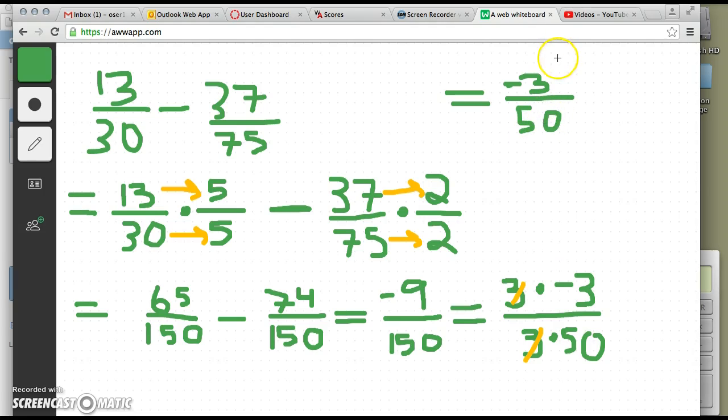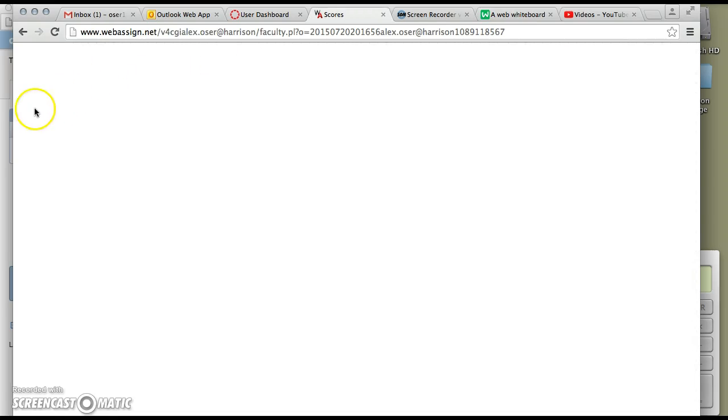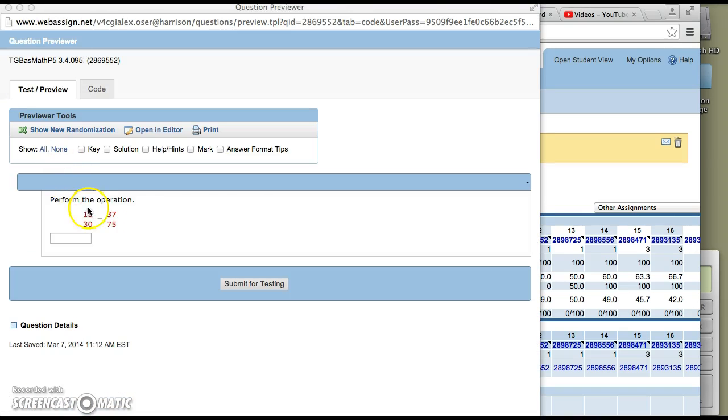And in the instructions of the problem, I'm not sure if it said simplify, so it might accept either of these answers, guys. Just want to check. Yeah, it just says perform the operation, so I think it would accept either.